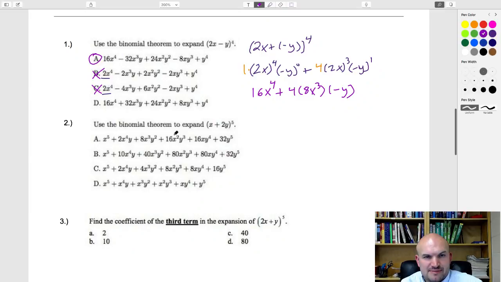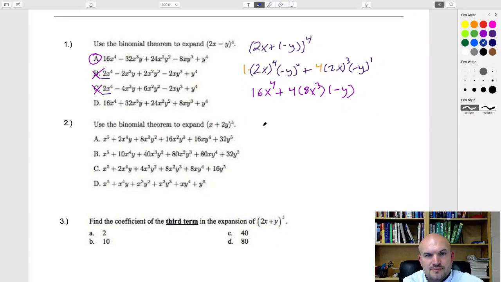Use the binomial expansion to expand x plus 2y to the fifth. So again, what we need to do, looks like we need to get to that third term because a couple of them share the first and the second. So we need to get to that third term. So let's go ahead and do that here. So we'll do x. Well, we don't need to rewrite it out.